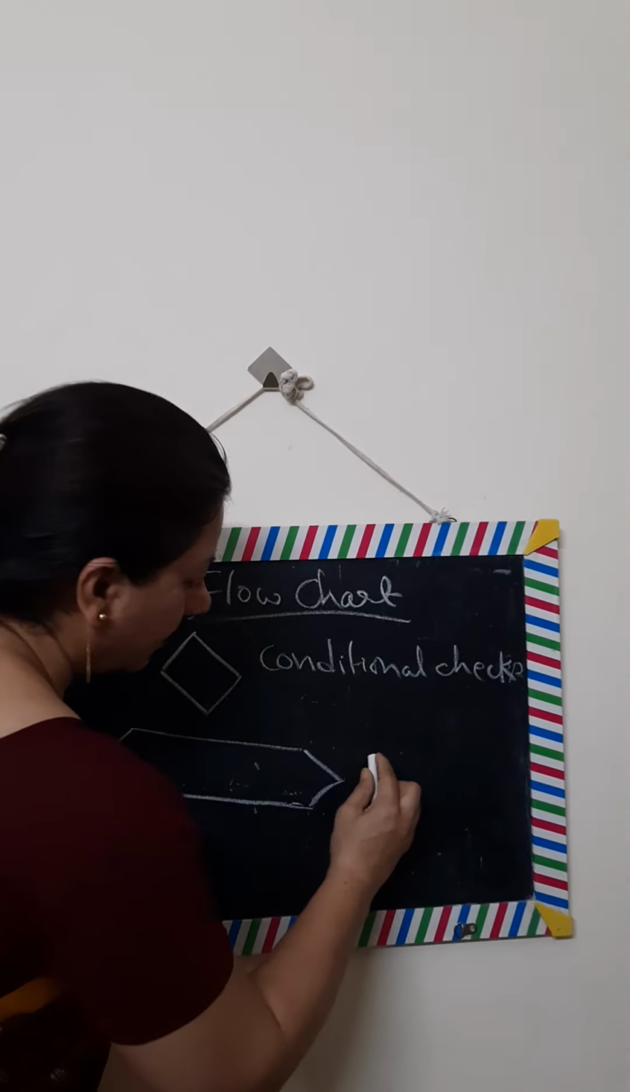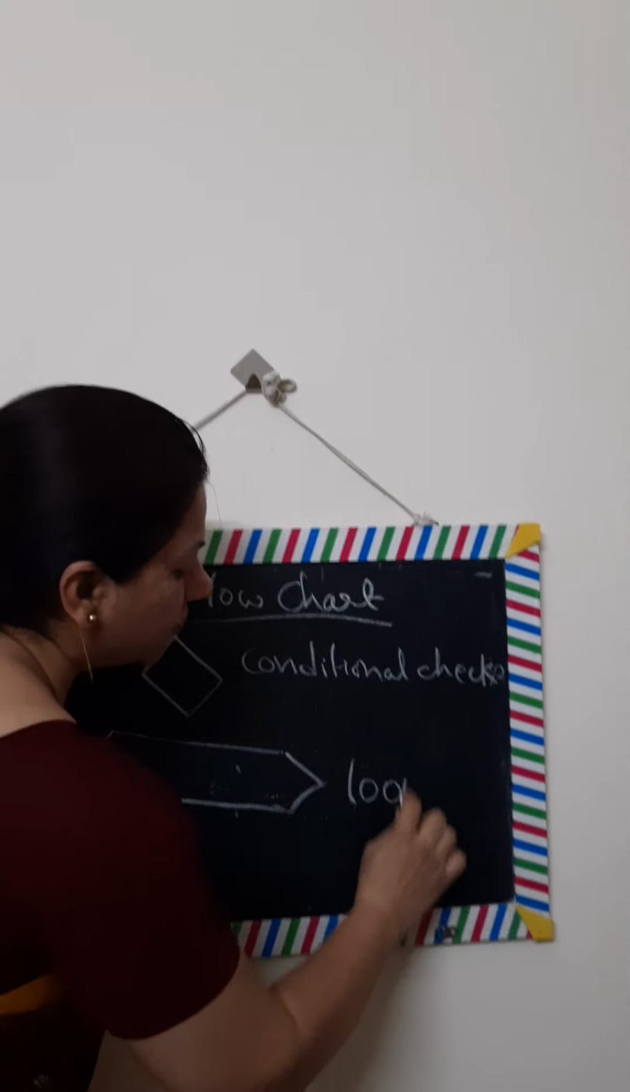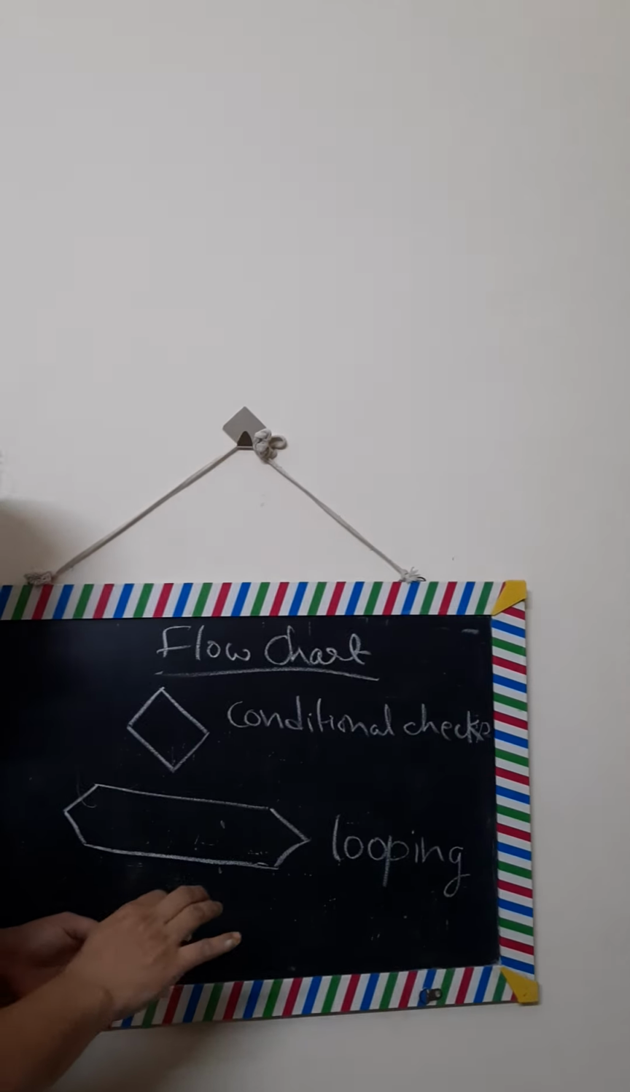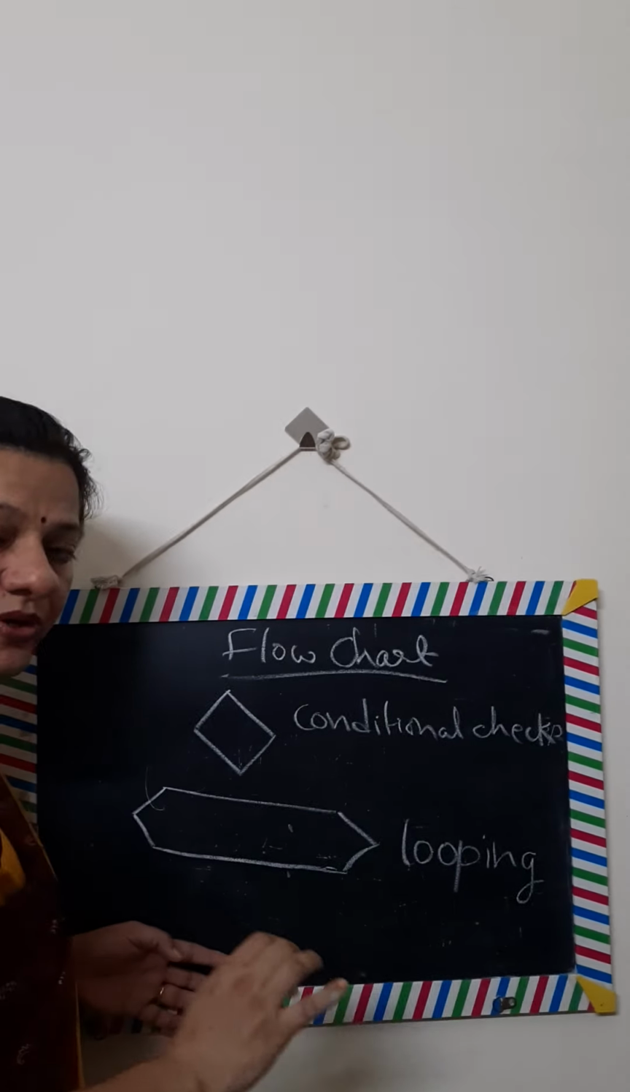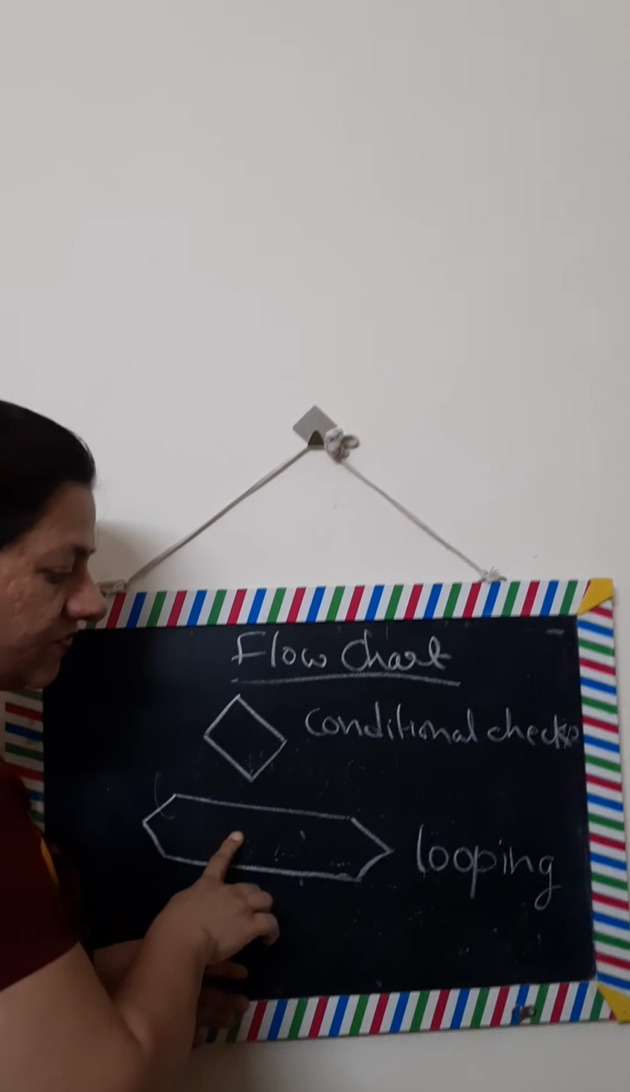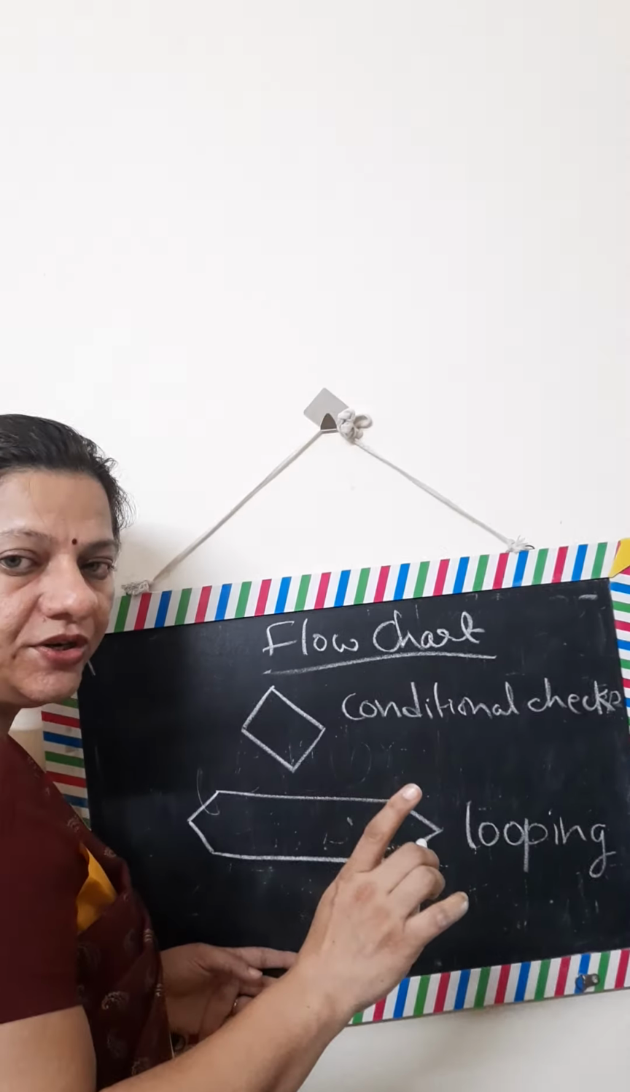This is for looping. Now what is looping? You don't know, it's fine. We are going to use it. When we are going to use it, I'm going to explain you again. But right now remember that this is a conditional check and this is for looping. Flow lines I've already told you.